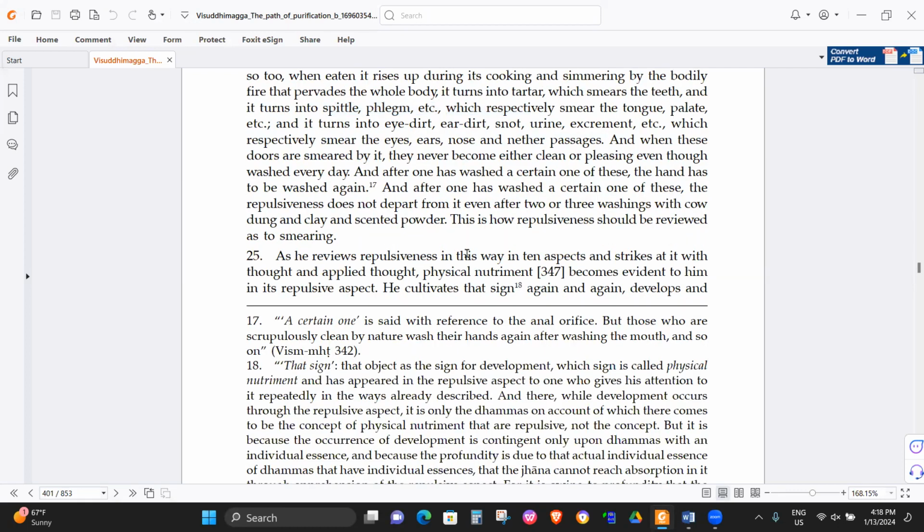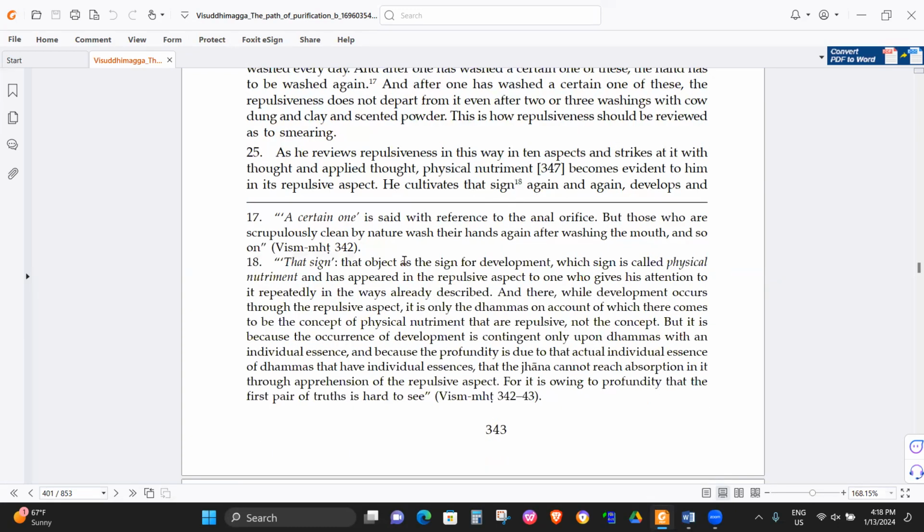As he reviews repulsiveness in this way, intent aspect, and strikes at it with thoughts. This means that he has to think about it with the applied thought, the vitakka, initial thoughts, means that think about it again, intent aspect, like just now. So physical nutriment becomes evident to him in its repulsive aspect. He cultivates that sign again. So you have to think about what is this sign, all right? So here the sign is talking about what is called physical nutriment, right?